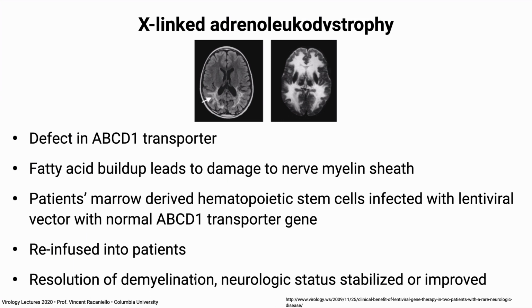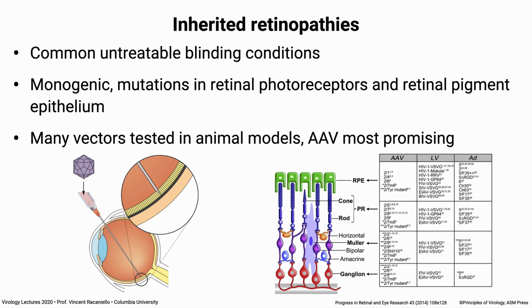This was only a 2-person study, but the demyelination resolved. So here on the right shows the extensive demyelination, and on the left, after the treatment, and their neurologic state is stabilized or improved. So another example of how gene therapy can work. And finally, one more here is blindness. We can make people see again.